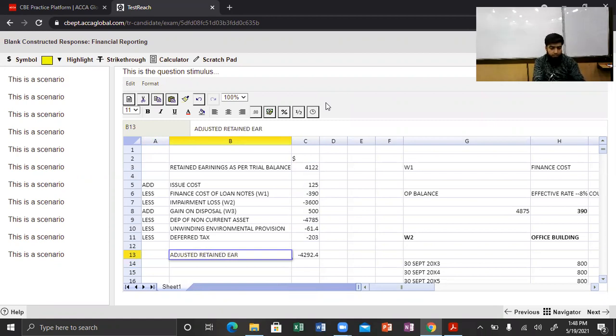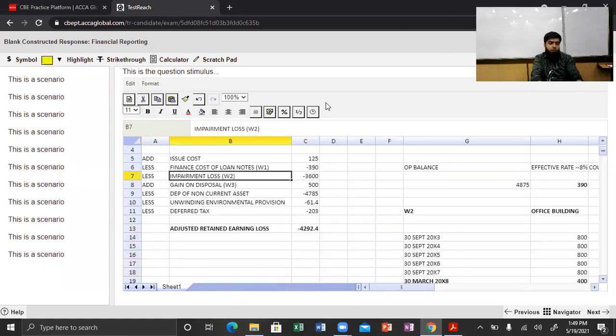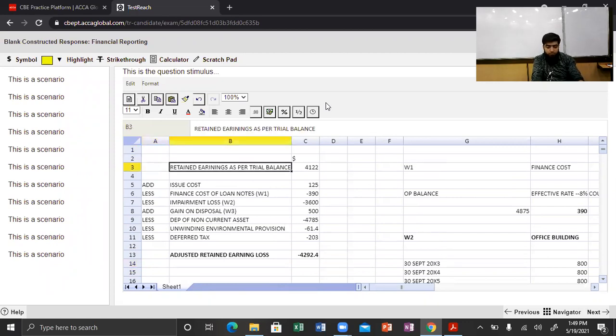Retained earning loss is 4292.4. That is the adjusted retained earning loss. And now that was the first requirement of the question. That is the statement of adjustment in retained earning.